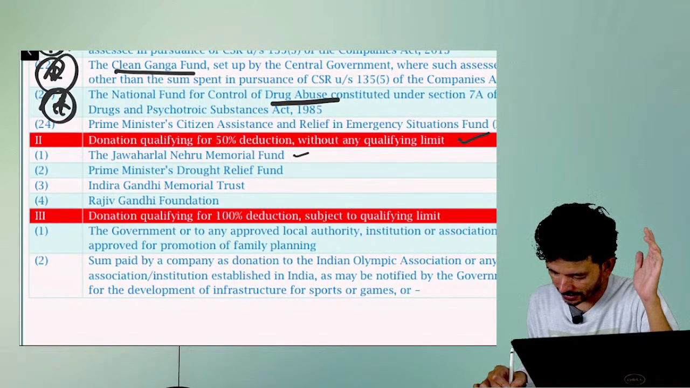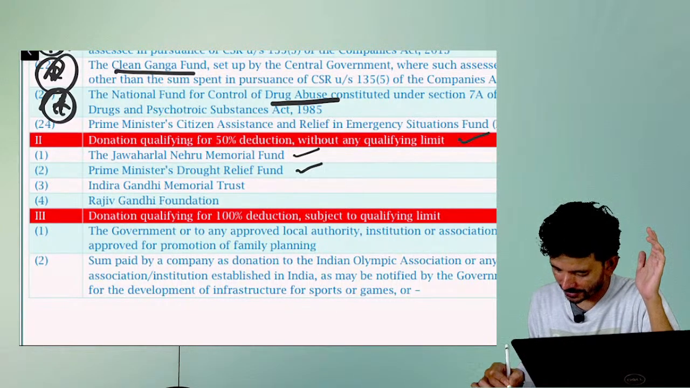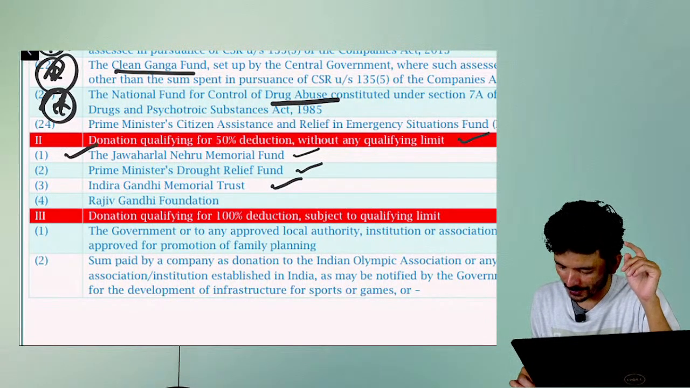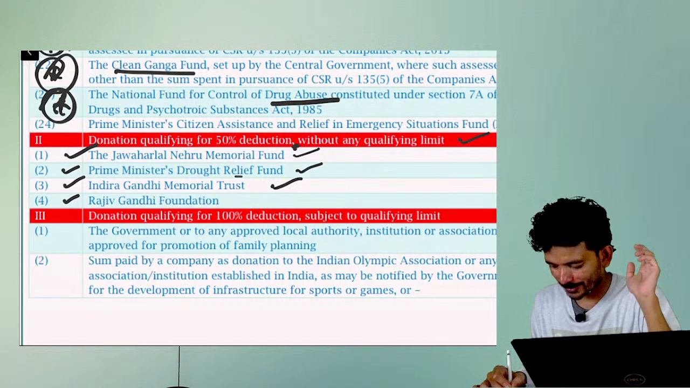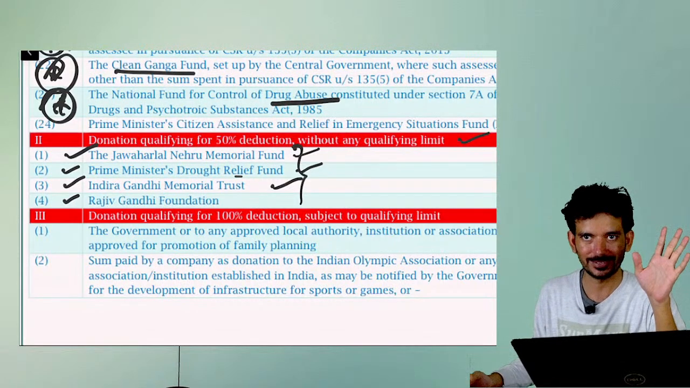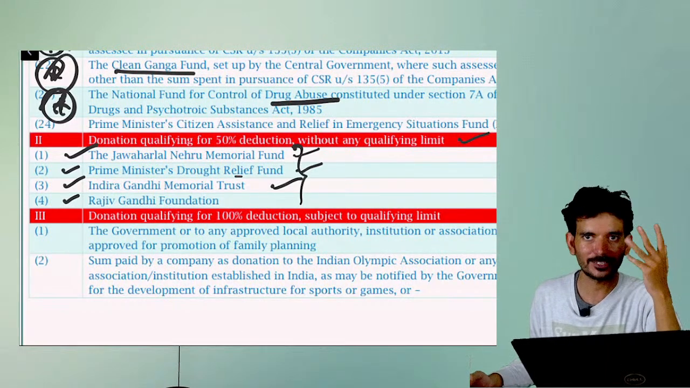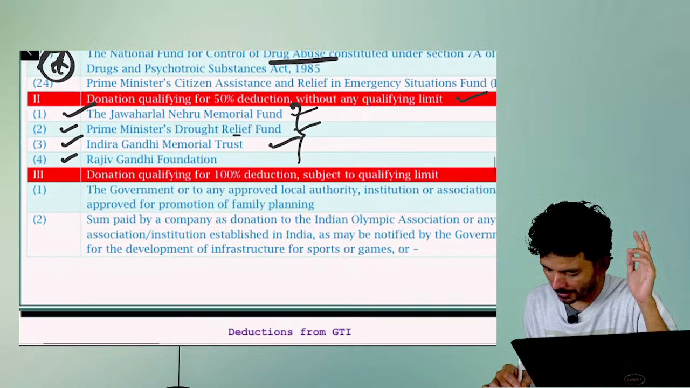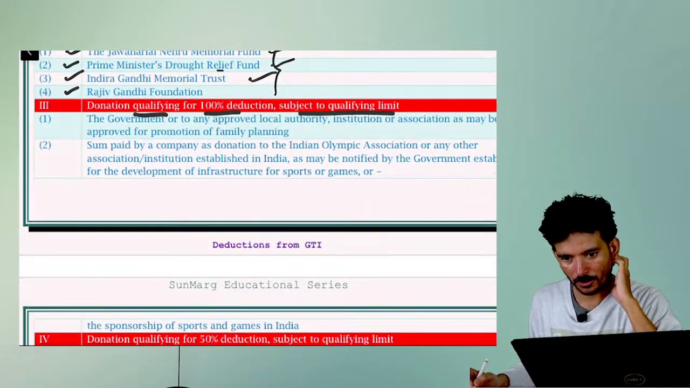Jawaharlal Nehru Memorial Trust, Prime Minister Drought Relief Fund, Indira Gandhi. See, these are all family members. You can see Jawaharlal Nehru and Indira Gandhi, Rajiv Gandhi, Prime Minister Drought Relief at that time. So this is all 50% without limit. Okay, remaining all with limit. And donations qualifying for 100% deduction subject to qualifying amount.